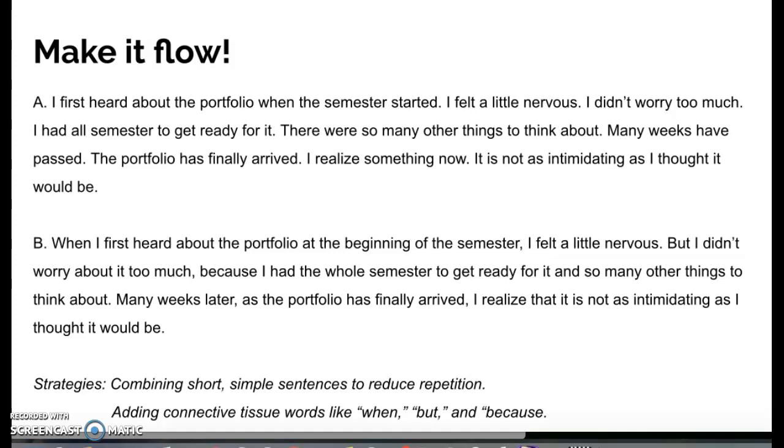So if you read the first one out loud, you probably heard a lot of short, choppy sentences. They all start, or almost all of them start the same way with the word I. It gets kind of repetitive, right? There's nothing grammatically wrong with this, but the writing sounds a little immature.